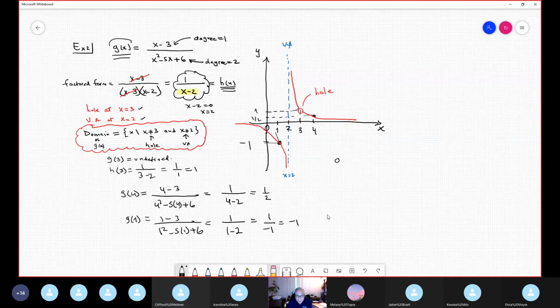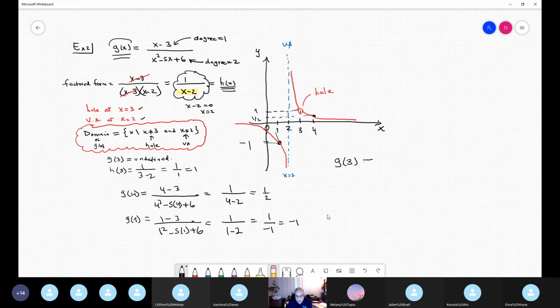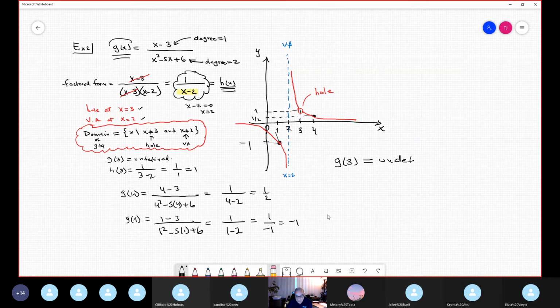Okay, g at 3 for sure is undefined. Let me explain why. Because g at 3 is 3 minus 3 on top. I plug it in here, 3 squared minus 5 times 3 plus 6 on the bottom. The top is 0, but I don't care, the top is not important. The bottom is 9 minus 15 plus 6. So 9 and 6 is positive 15, and minus 15 is 0.